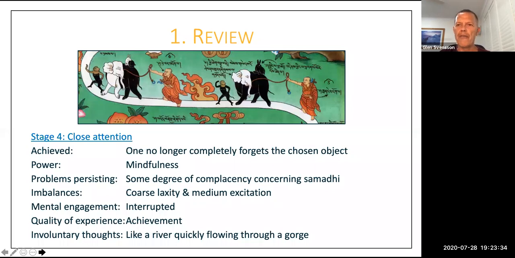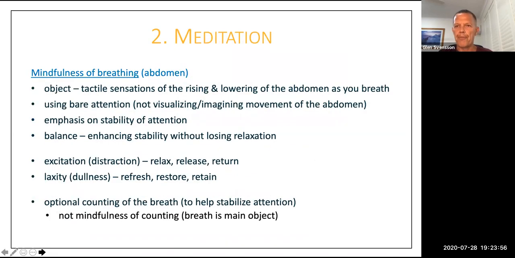But now the quality of our experience is one of achievement, when we feel like we're no longer a beginner anymore, that we're really getting somewhere in the shamatha practice. And now the amount of thoughts has started to calm down. And so instead of a waterfall of thoughts, now it's more like a fast flowing river of thoughts. But we really are making good progress now. So that's where we left off the first 4 stages in the last session.